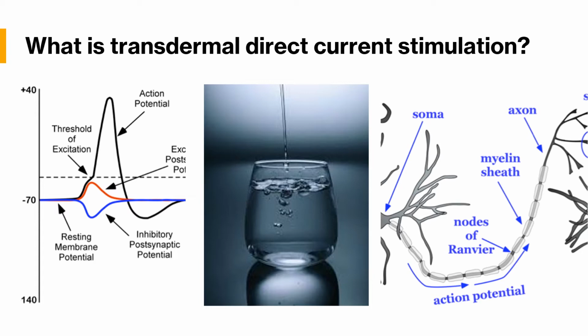tDCS also works in the opposite direction. Sometimes problems are caused by the wrong signals making it through a gateway. Cathodal tDCS artificially empties the cup, inhibiting the inputs from reaching the threshold, creating an artificial IPSP.